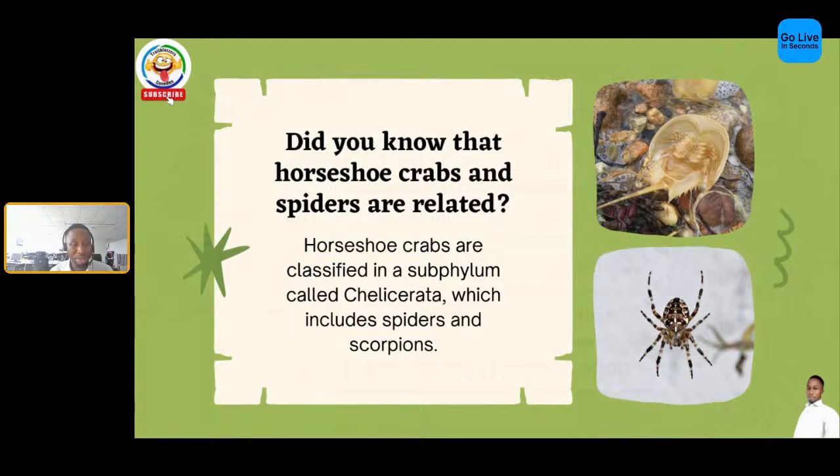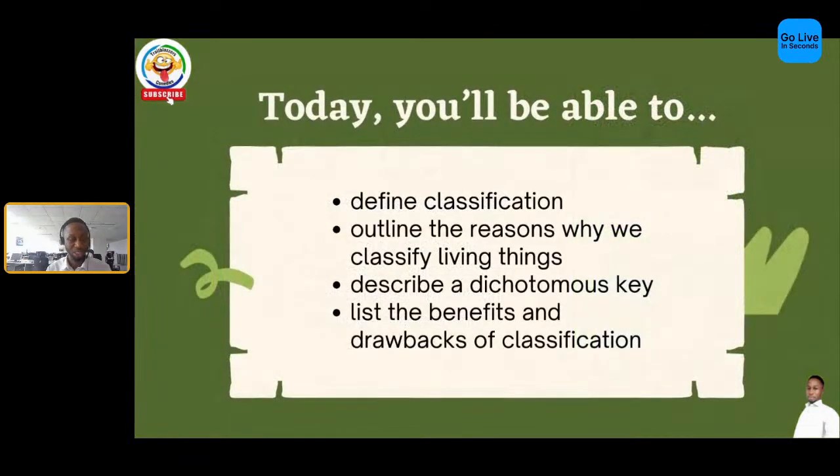Horseshoe crabs are classified in a subphylum called Chelicerata, and the Chelicerata subphylum includes spiders and scorpions. Yes, so they are in the same subphylum. Can you just imagine that?